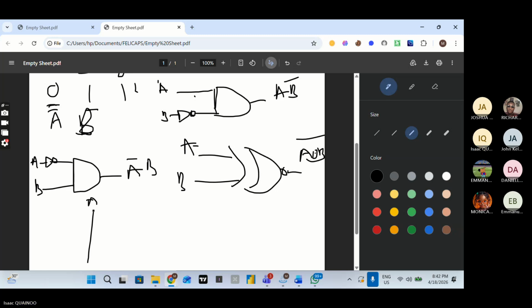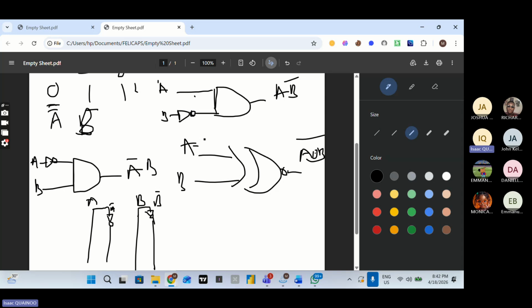Let's call this A. It depends on the method you want to use. If you want to use this method to draw, you can have your nots right here, A not, and this is going to be A bar. Then you have your B, this is going to be B, and then you can have your B bar to do this.